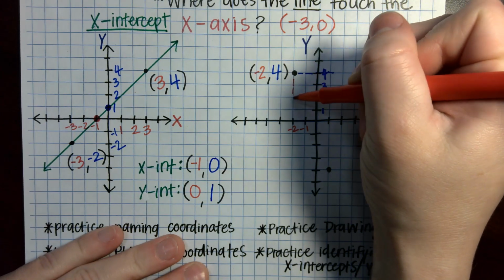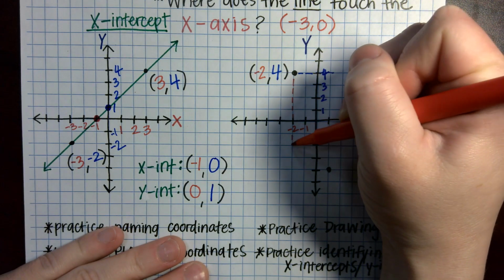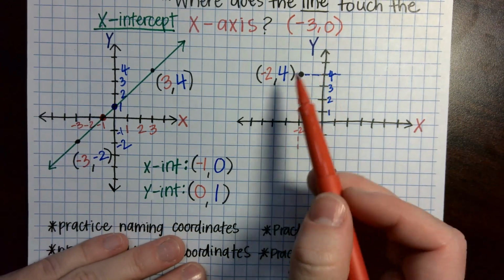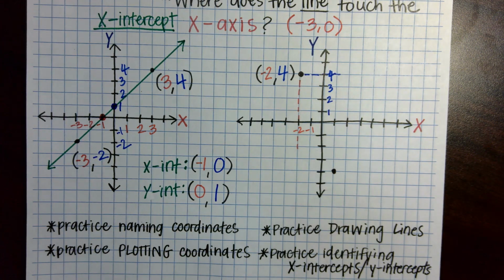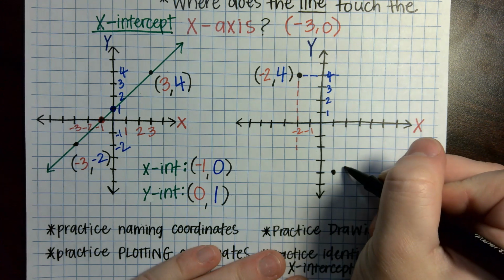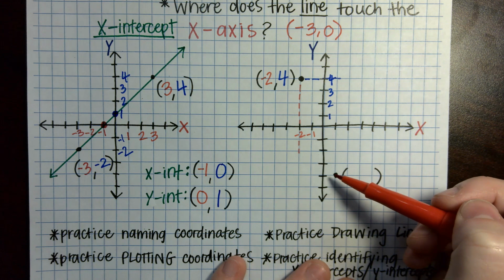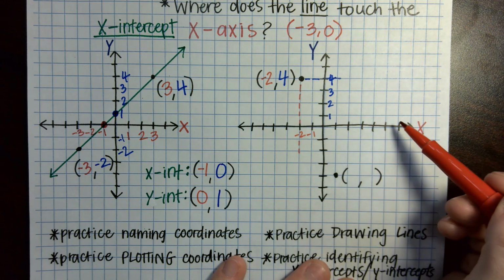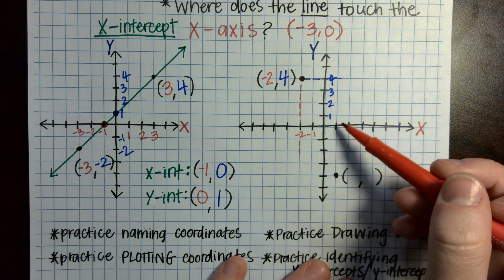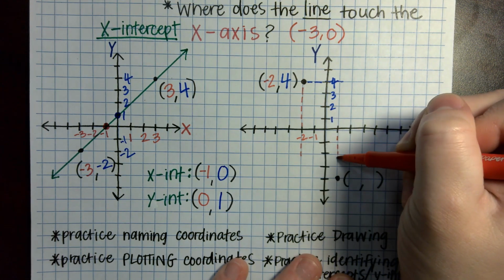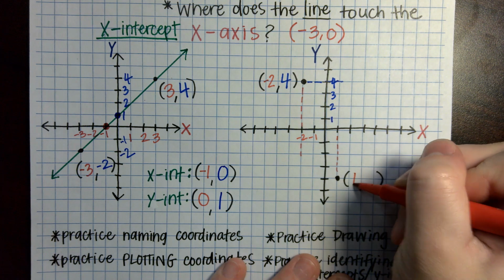I'll keep drawing these little dotted lines. Does that help to kind of see where it's touching a little more? If drawing a little line helps, do it. Okay, now let's look at our lower point. Which value comes first in a coordinate, x or y? X. Good. So, where does my point line up on the x-axis? +1. Good. So I'm going to write 1 in my x spot.